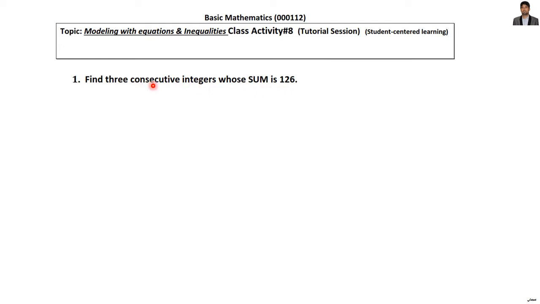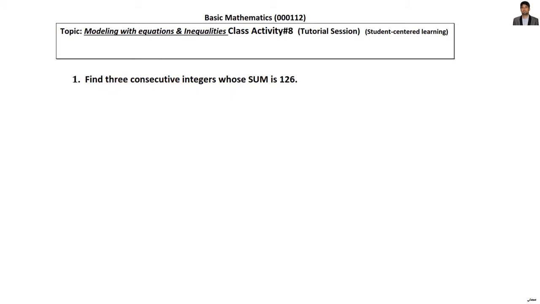Consecutive means the numbers in order, like 4, 5, 6, or 2, 4, 6, or 1, 3, 5, the numbers which go together. Integers means -1, -2, 0, 1, 2, 3, 4, full numbers. Sum means when you add all these numbers.